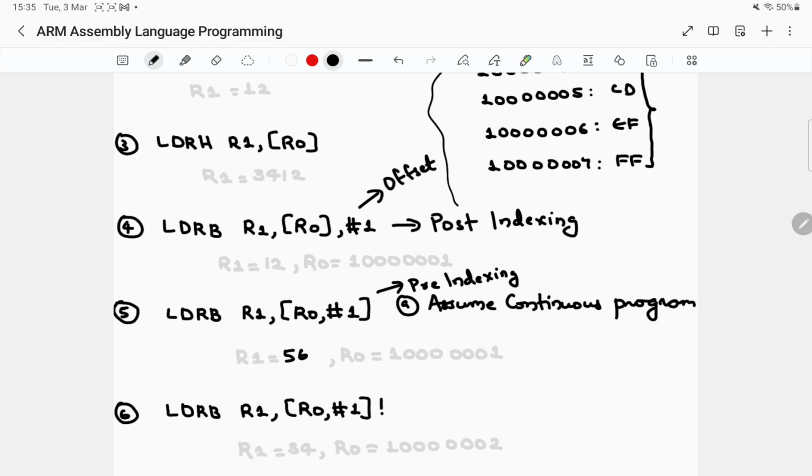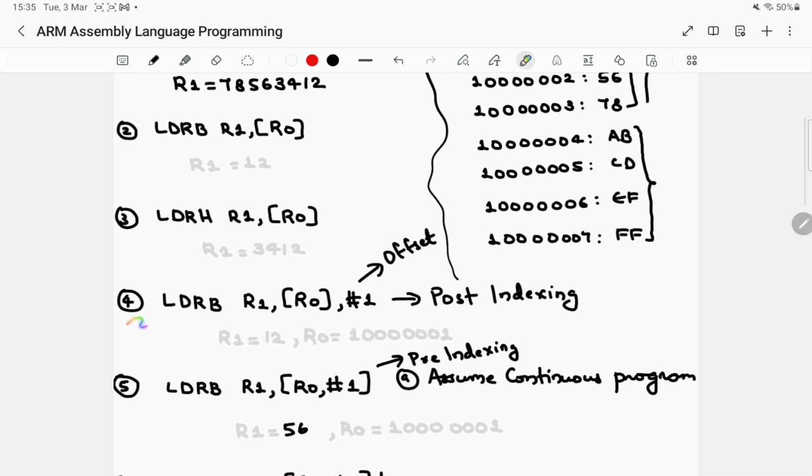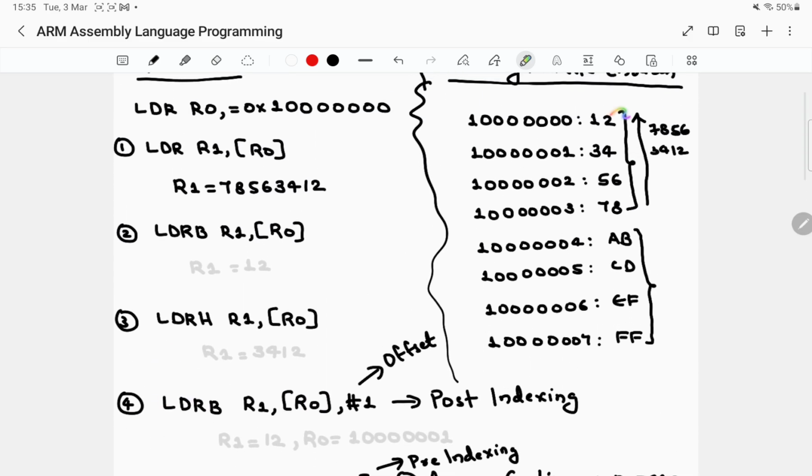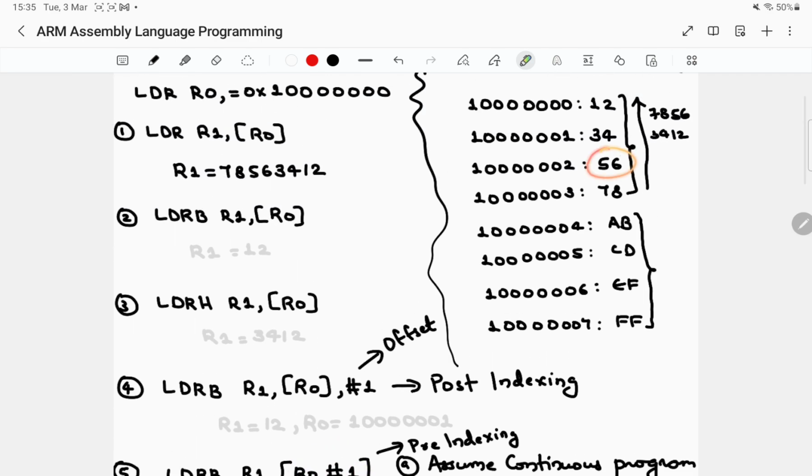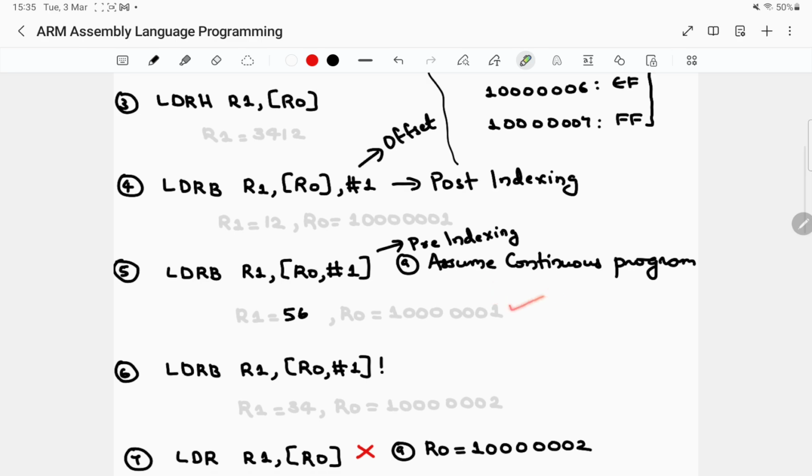And then R0 will remain the same. There is no change in R0. So here you need to know, in the fourth step, R1 will get loaded with the value pointed by R0, which was 12. Then R0 got incremented by 1. Here R0 will get incremented by 1 first, but it won't be written back. R0 will remain the same, but R0 will get incremented by 1 and the value will be taken. So 56 will be taken. Then R0 will remain the same, no change.